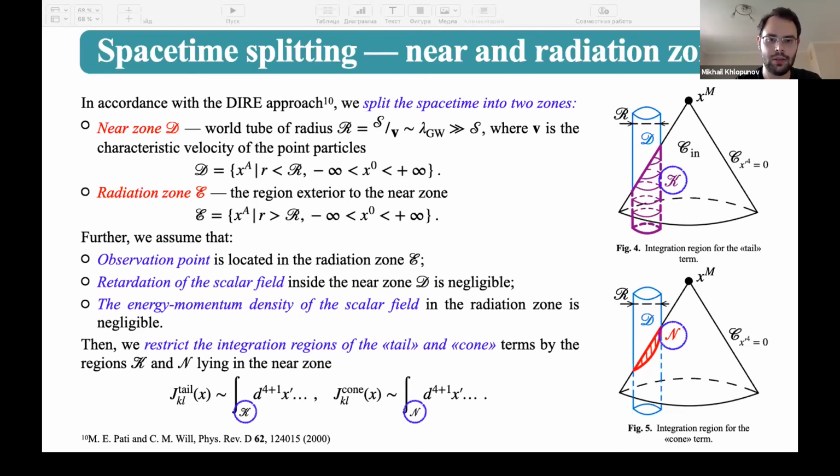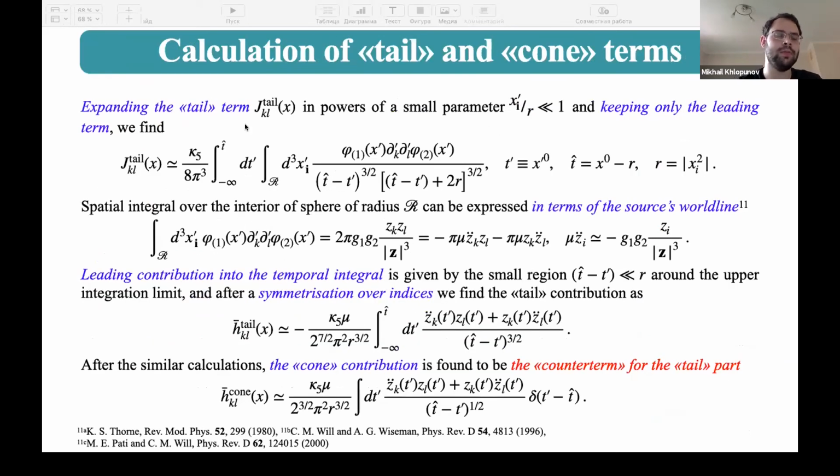And then we can also perform the multipole expansion of these terms to 2 integrals and calculate the spatial part of the integral of the near zone by the methods developed also in the post-Newtonian expansions using the equation of motion for the point particles. And as a result, we obtain the following expression for the first term in the scalar field contribution, which is divergent at the retarded moment of proper time. And we find that the second term is just the counter term for the first one. We just subtract the divergence from the first one, which is contained in the upper integration limit.